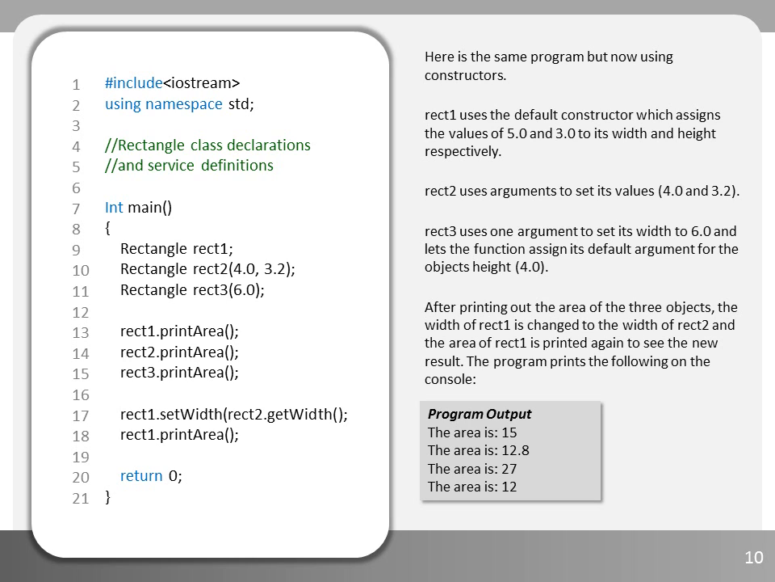The program prints the following on the console. The area is 15, the area is 12.8, the area is 27, the area is 12. Finally, we have a fully completed program to solve the simple problem of obtaining the area of a rectangle. As programming solutions to problems become more and more complex, the use of classes allows programs to stay manageable by encapsulating related data and methods together. This allows these programs to be better structured, less error-prone, and easier to reuse for future programs.